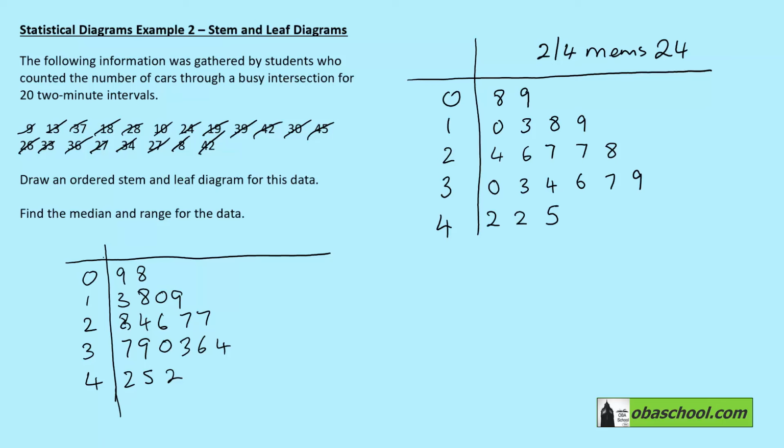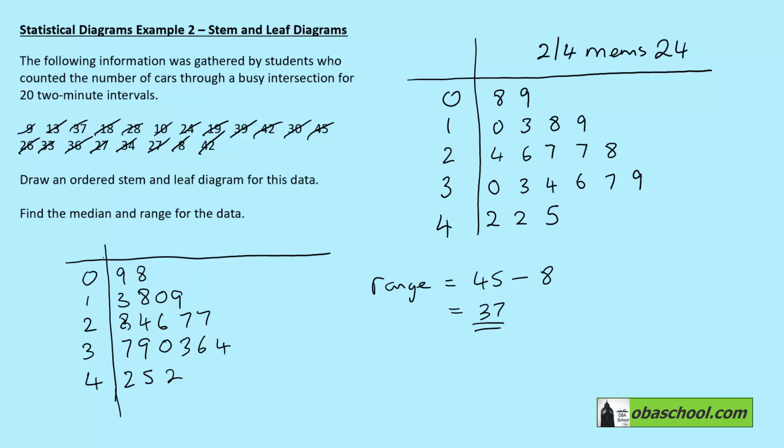We now want to find the median and range. Well, the range is the easiest one, so let's do that first. We can see quite easily that the largest value is 45, and the smallest value is 8, and therefore 37 is the range.